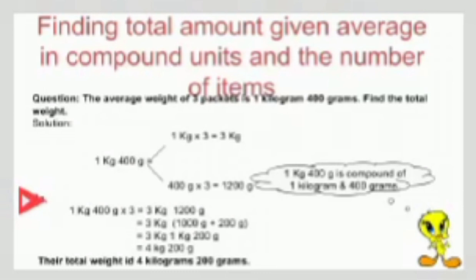1200 grams can also be written as 1000 grams plus 200 grams. Now if I convert this 1000 grams into 1 kg, there is nothing wrong, because 1000 grams is equal to 1 kilogram. So 1 kilogram plus 3 kilograms, when I add them together, I get 4 kilograms 200 grams. Their total weight is 4 kilograms 200 grams. So like this, you can find out the total amount when you are given the average and number of items in compound units, means mixed units.